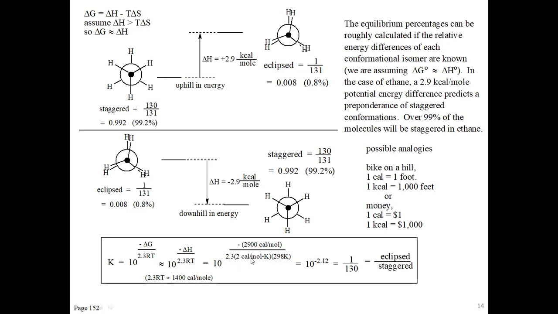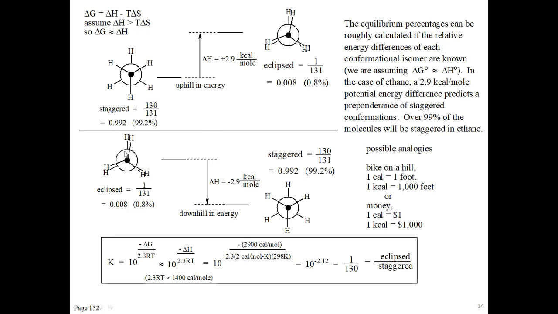So if we multiply this whole thing out here on the bottom with 298, it comes out to about 1,380 little calories, which I'm going to call 1,400 little calories. And then we have our energy term on the top, which is 2,900 little calories. And so we'd have 2,900 over around 1,400. So that comes out 10 to the minus 2.12. You could punch that in your calculator and get a number. So I have 1 over 130. Because we're going uphill in energy, we have less of the higher energy form. We only have 1 versus 130 of the lower energy form, based on the 2.9 kcal per mole energy difference.